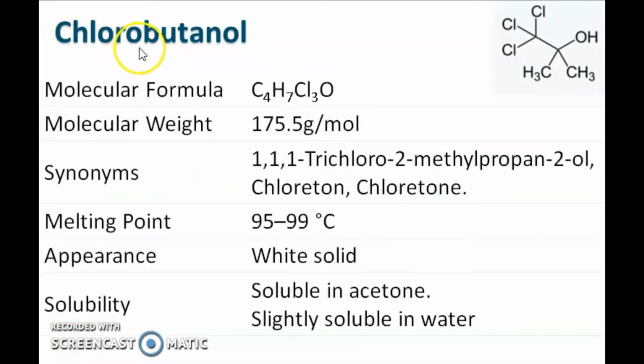Now we will see the general information about the chlorobutanol. This is the structure for the chlorobutanol. The molecular formula is C4H7Cl3O. The molecular weight is 170.5 gram per mole. The synonyms for the same compound are 1,1,1-trichloro-2-methylpropan-2-ol, chloretone, etc. Melting point of the compound is 95 to 99 degrees Celsius. This chlorobutanol appears as a white solid, and this is soluble in acetone and slightly soluble in water.